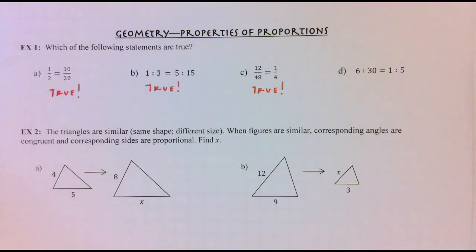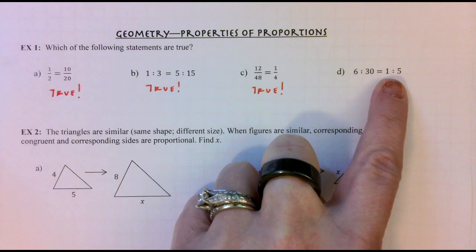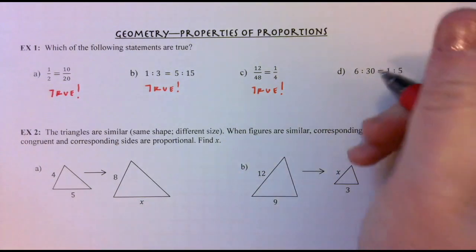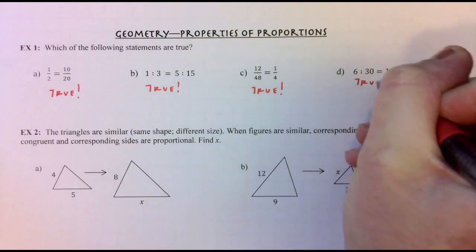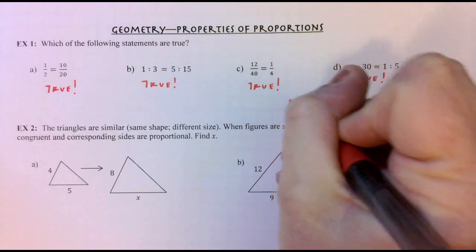Okay, 6 to 30, is that the same as 1 to 5? Well, if I take 6, divide by 6, and 30 divide by 6, I'm at a 1 to 5 ratio, so yes, also true. So in all of these, I gave you true statements, and they're true because the ratios balance.